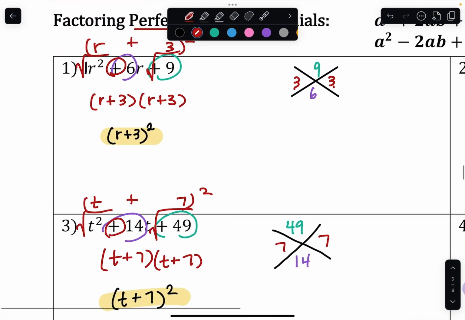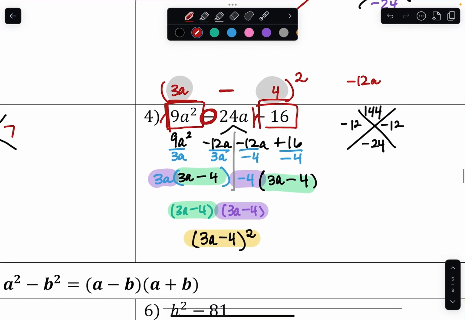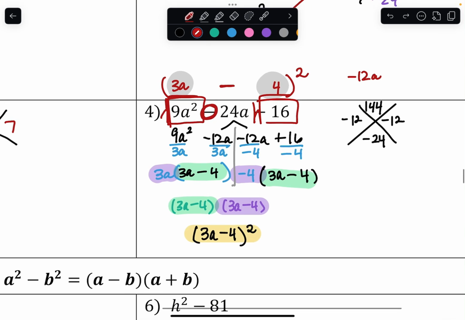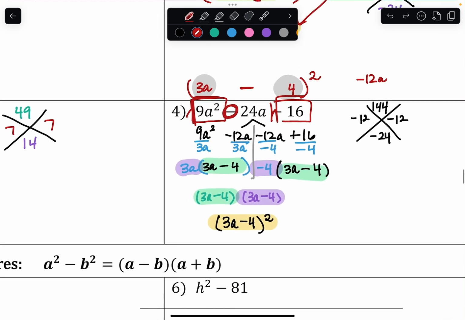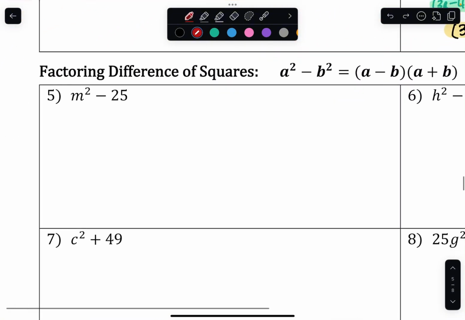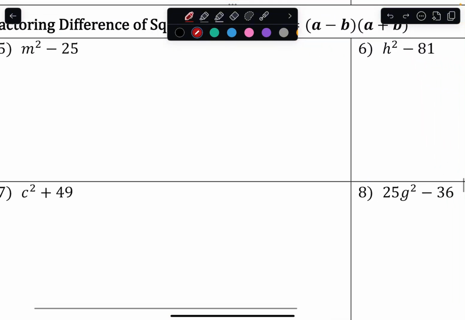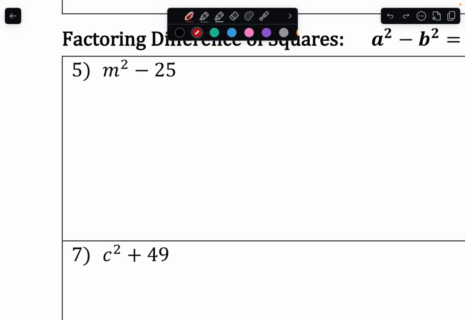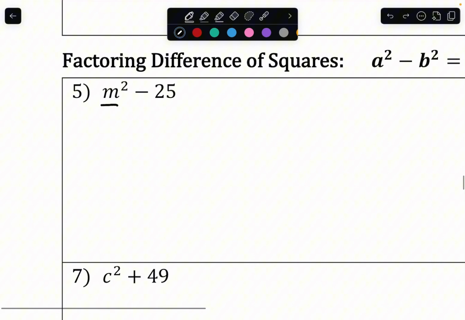It's not useful for 1 through 3, but for problems like number 4, where you have an a other than 1, it does save you a lot of time. Okay, the other special case that you need to know is when you are missing your middle term. So on each of these examples, you're only seeing 2 terms because the middle term is missing. We have the squared term and the constant. Okay, and so that means my middle term, the m term, was 0.